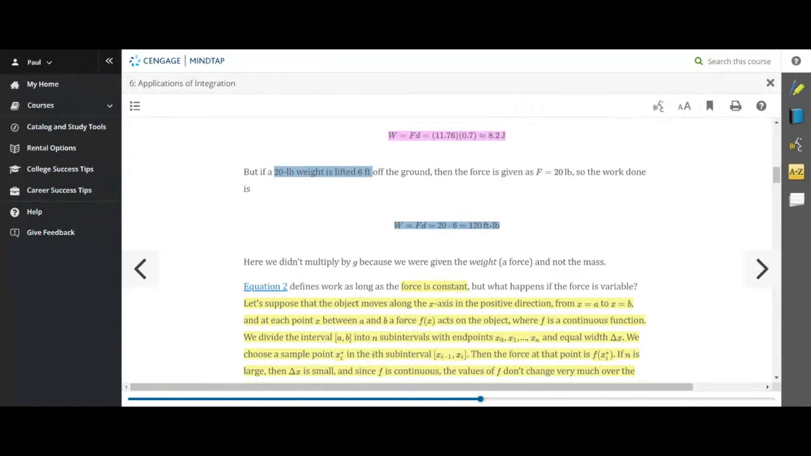Okay, so if you were to take a 20-pound weight and lift it 6 feet off the ground, the force is the 20 pounds. So the work done is force times distance. That's 20 pounds times 6 feet, that's 120 foot-pounds. So when your force is in pounds, gravity is not involved. You don't have acceleration due to gravity. You don't need that because the pound is already a unit of force.